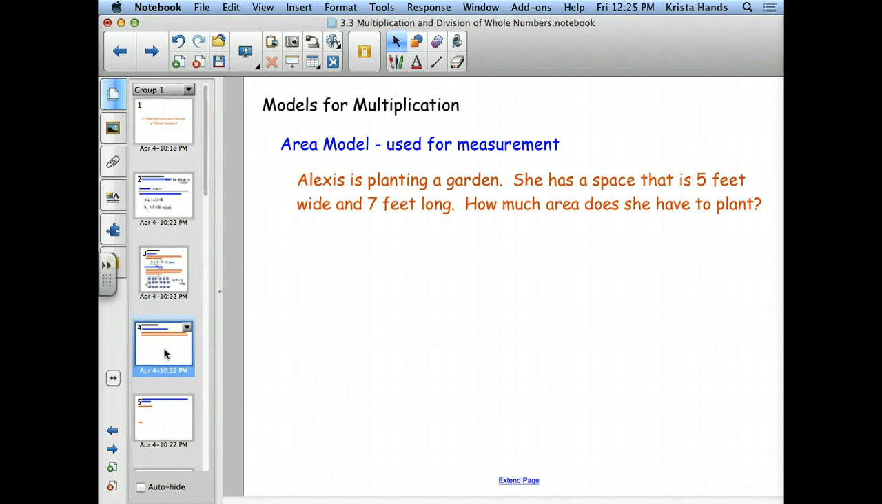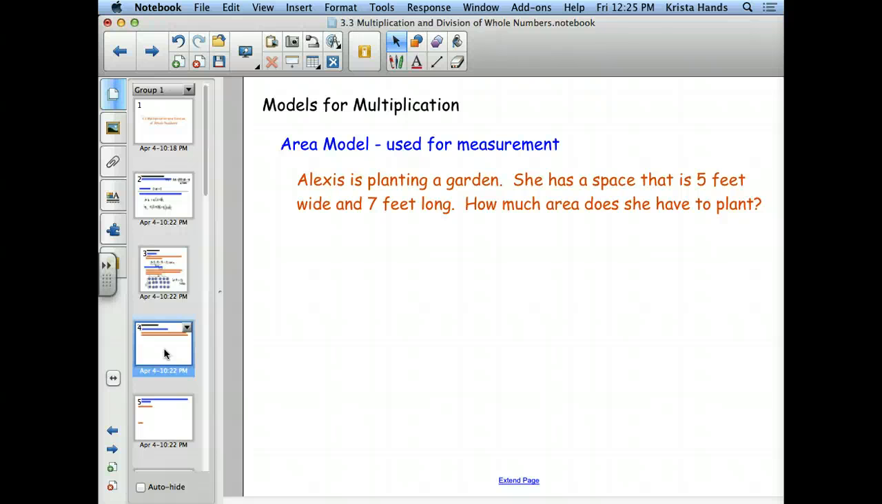Alright, the next one, this is area model used for measurement. This has almost the same feel to it as the last one, except it's used for things that are measured, like distances or lengths. Okay? So here's an example. We've got Alexis, she's planting a garden. She has a space that's 5 feet wide, 7 feet long. How much area does she have to plant?